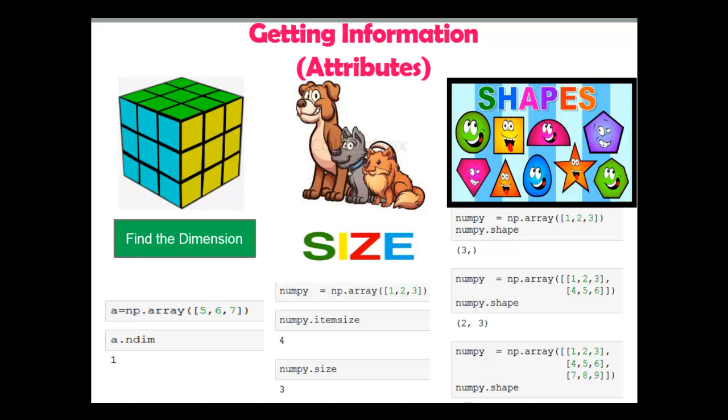In the first example the output is 3 because shape returns a tuple of array dimensions. Here it is 1D, so the output is 3. That will display the total number of elements present in the ndarray. So the output is in parentheses, 3 comma. In the next example the output is 2, 3: 2 rows and 3 columns. In the last example the output is 3, 3: 3 rows and 3 columns.